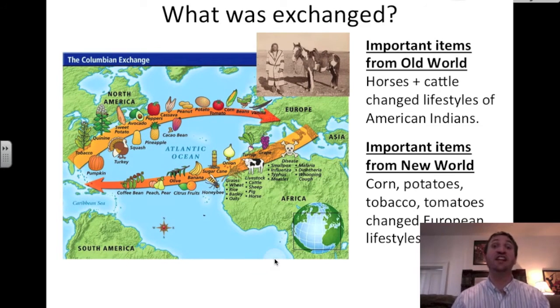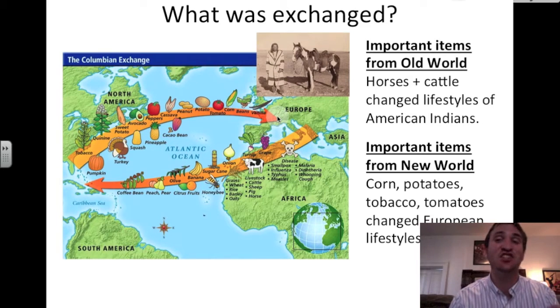What was exchanged in the Columbian Exchange? Let's talk about the important items. First, from the Old World. Horses and cattle are sent to the New World, and they change the lifestyles of American Indians. You see this Native American with a horse. Important items from the New World that were sent to the Old World: corn, potatoes, tobacco, and tomatoes.